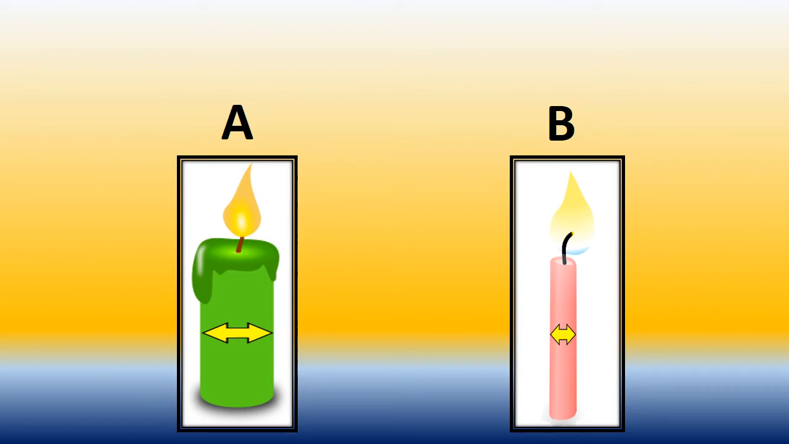So, what do we have here? We have the pictures of two candles. So, can you tell me if there is a difference between their width? Yes, there is. So, can you tell me which is the thicker candle and which is the thinner candle? Absolutely correct. The green candle is the thicker candle and the pink candle is the thinner candle. Well done, children. Now, let's move on.